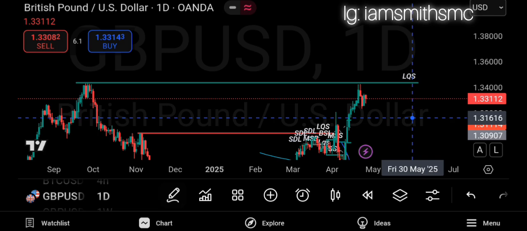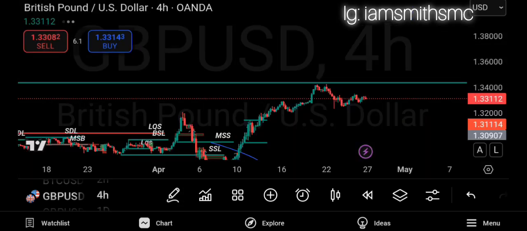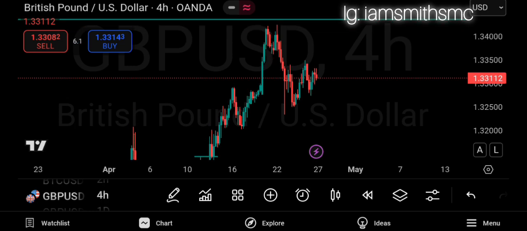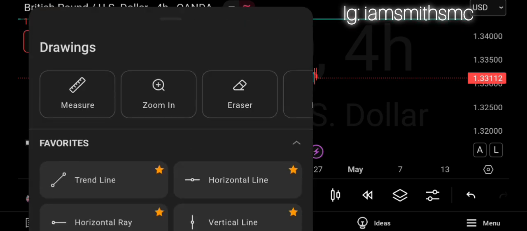So let's check the 4-hour time frame. This is going to be quick. As you can see in the 4-hour time frame, this is a pullback to the OTE, which is also known as the optimal trade entry.